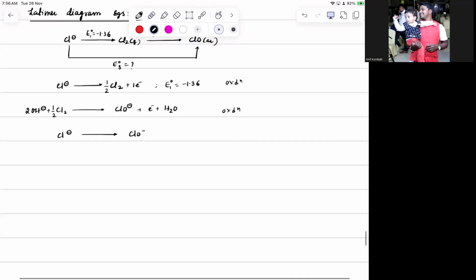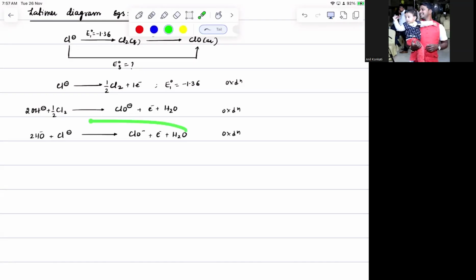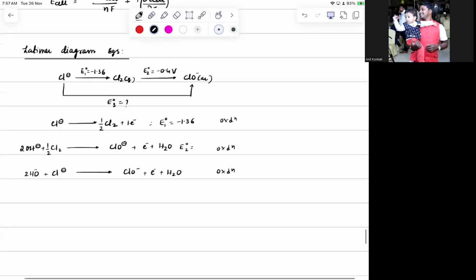So if I add these two, OH minus is present here, and it will become ClO minus plus electron plus H2O. If I take 2 OH minus, that is what it should be. So this is also an oxidation. Our objective is to get this equation using these two equations. E naught 1 value is given, and E naught 2 value is given, which is minus 0.4 volts.